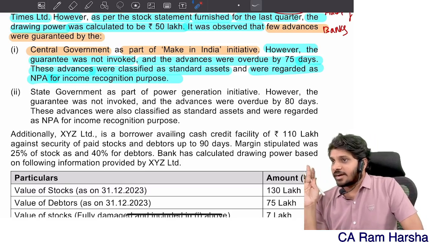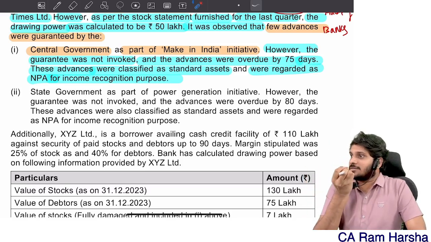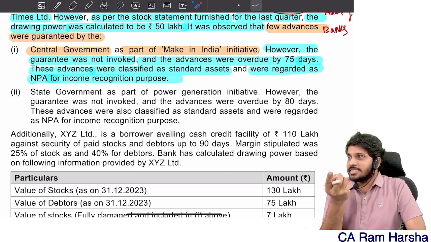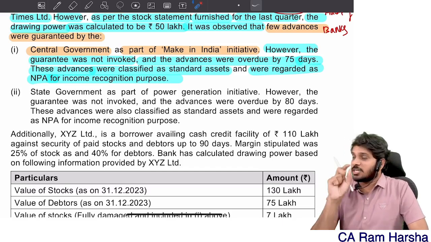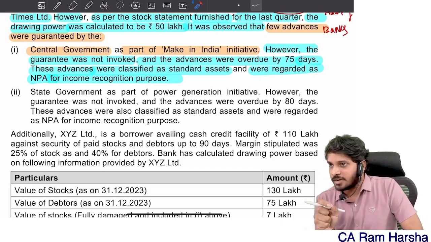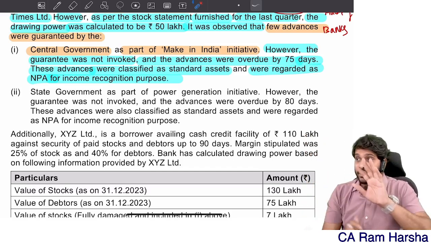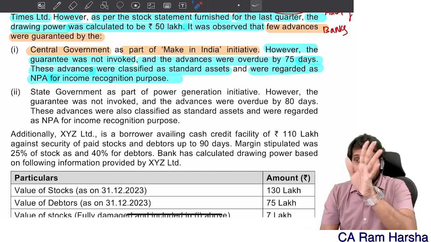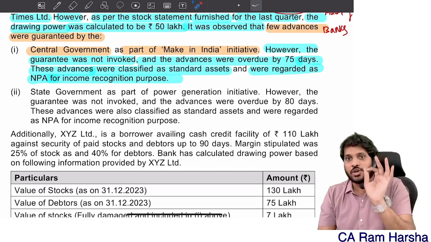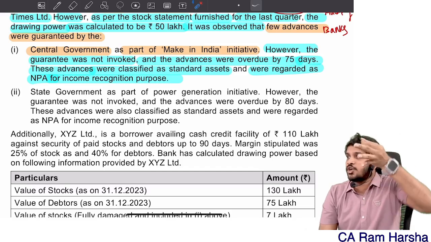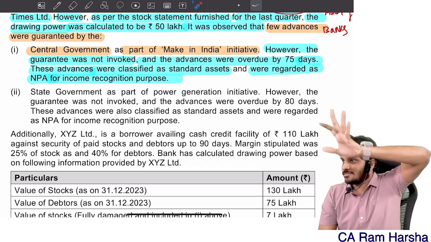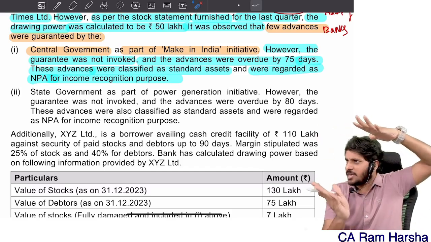Not the entire 75, because I want to keep some margin, because the 75 lakhs tomorrow may or may not come exactly. So the banker will keep a 30%, 40% margin. So the banker will only give you 50 lakhs worth of drawing power. So drawing power will not be equal to the value of the security. Drawing power will be equal to the value of the security minus margin. This is the general NPA norm.